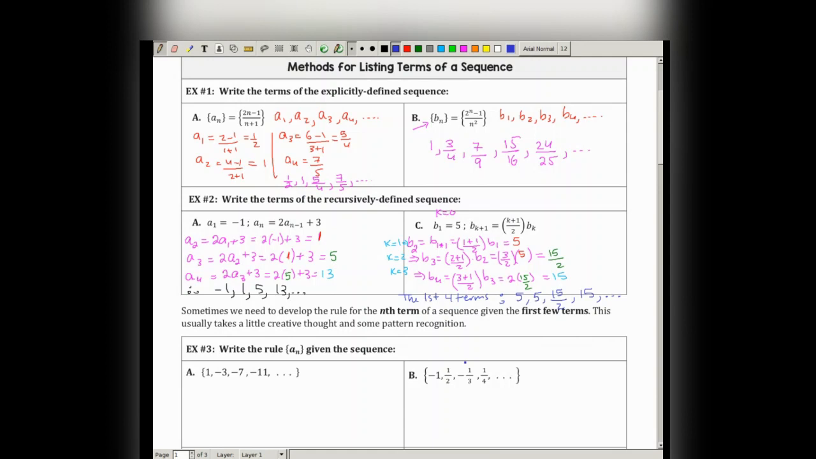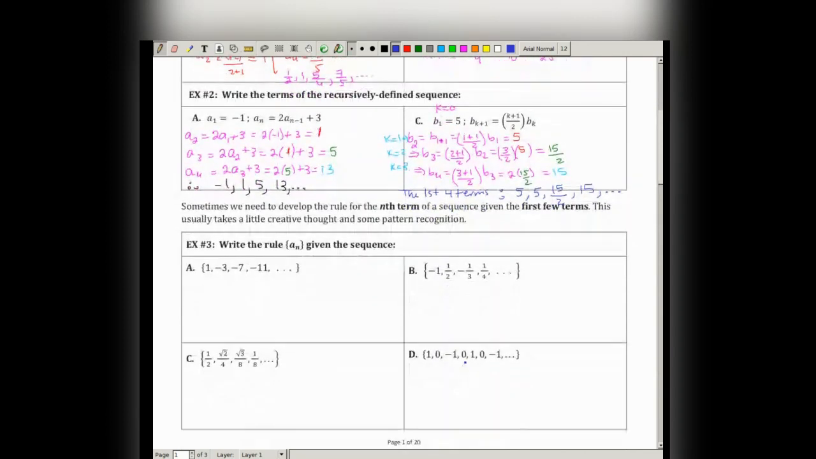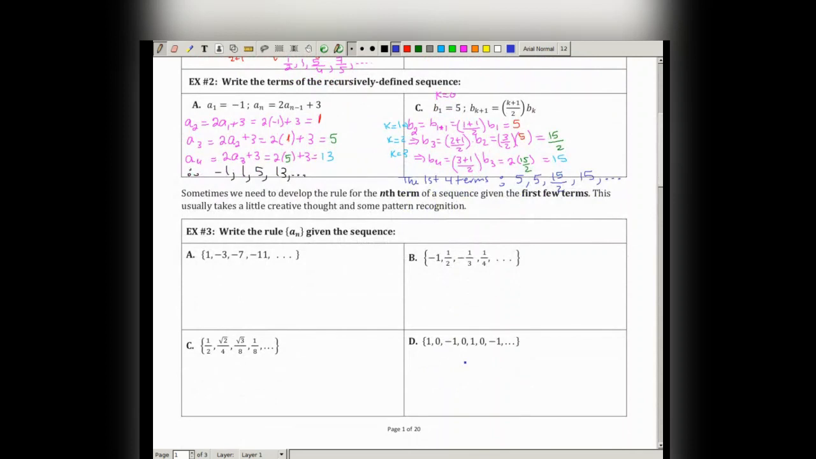Okay, well, now that we know how to write the first few terms, it's almost like functions, right? You just plug in the value. Okay, so we want to write the rule now. We have to be a little creative with this. We want to try to figure out the pattern here. So for A, what do you think?